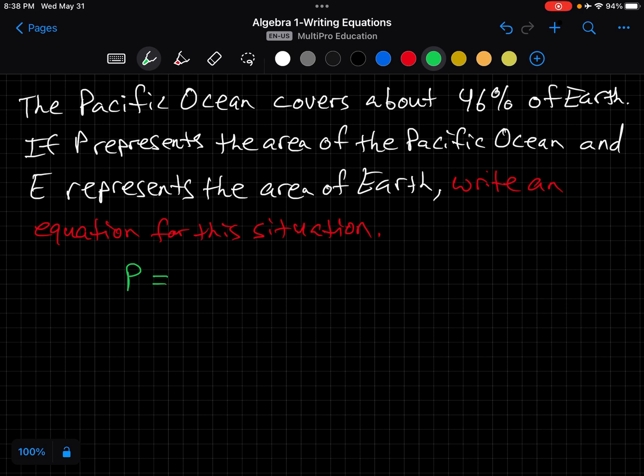We have P, that's going to be equal to 46% of E. Or if we write this in decimal, 0.46 E. Okay? Because P is only 0.46 of E. E is bigger than P. Okay? Because P is only 46% of E.